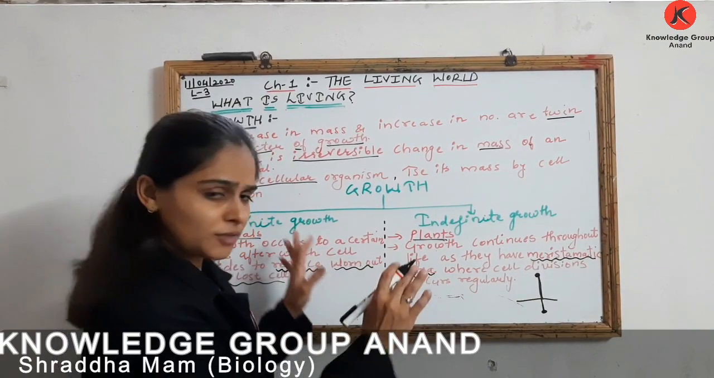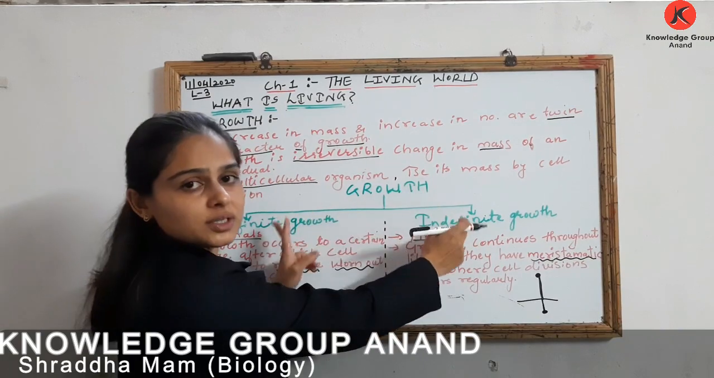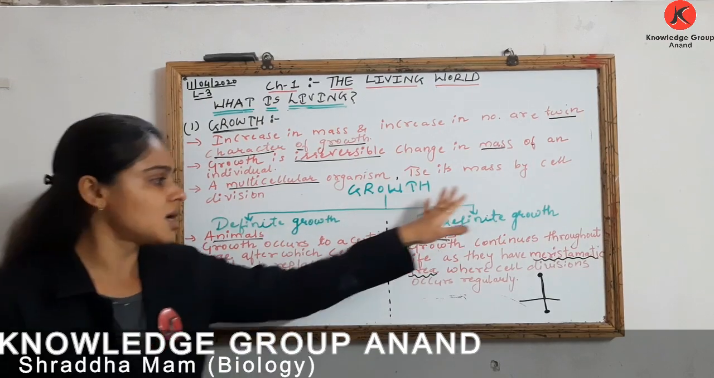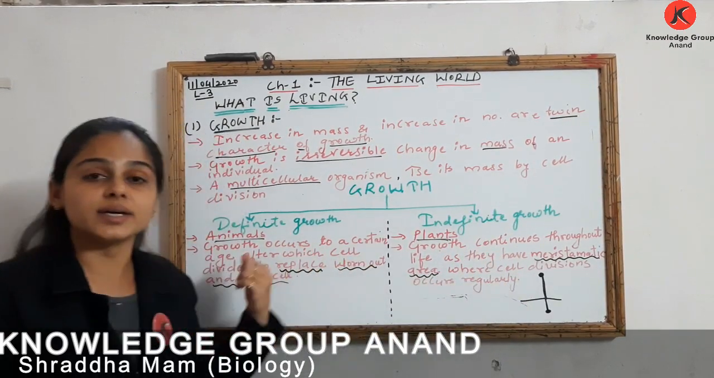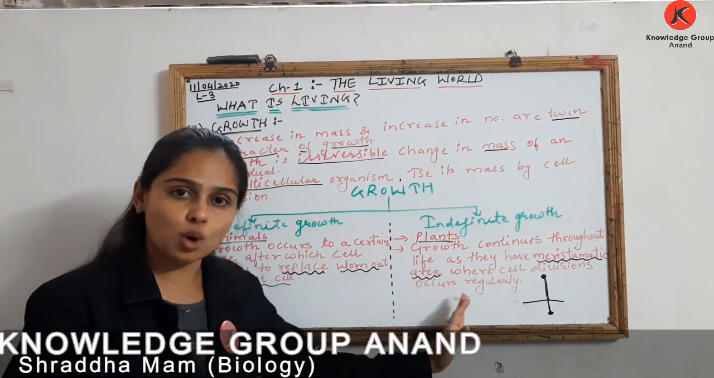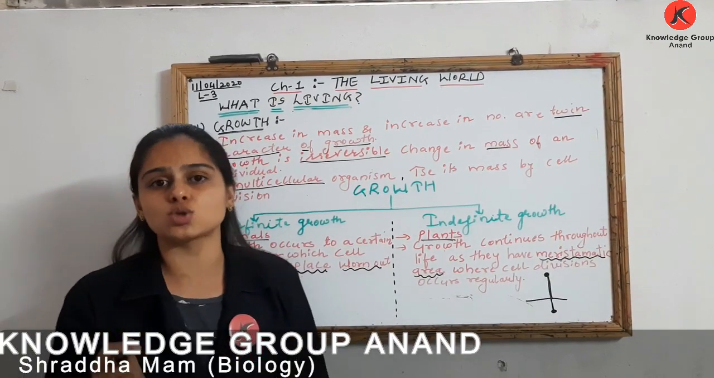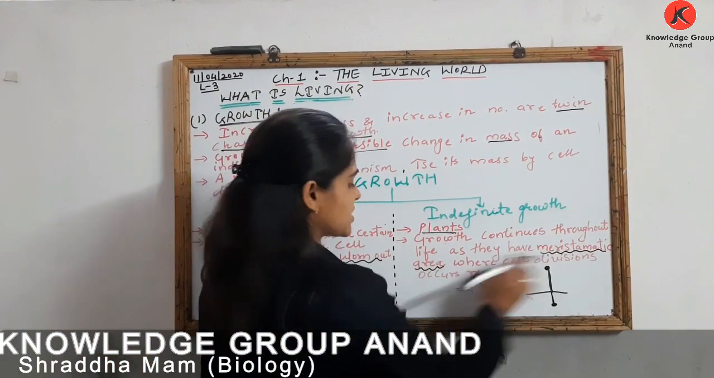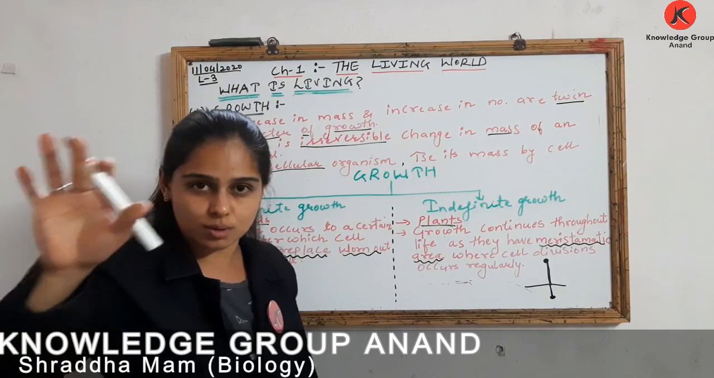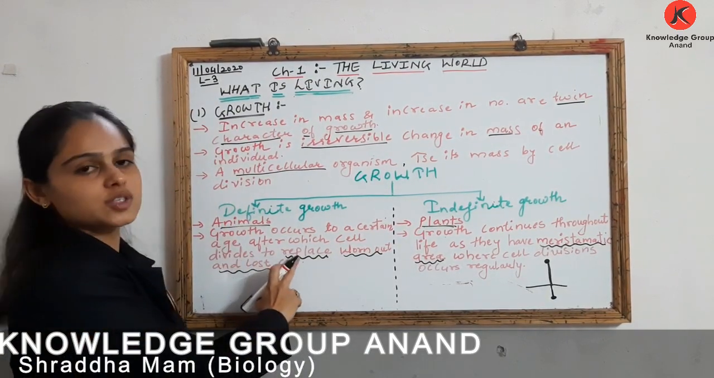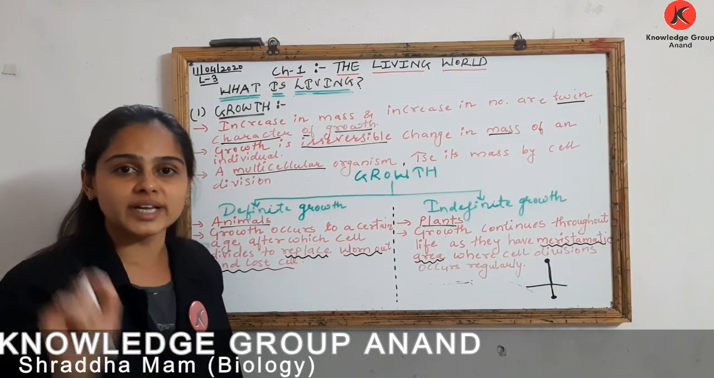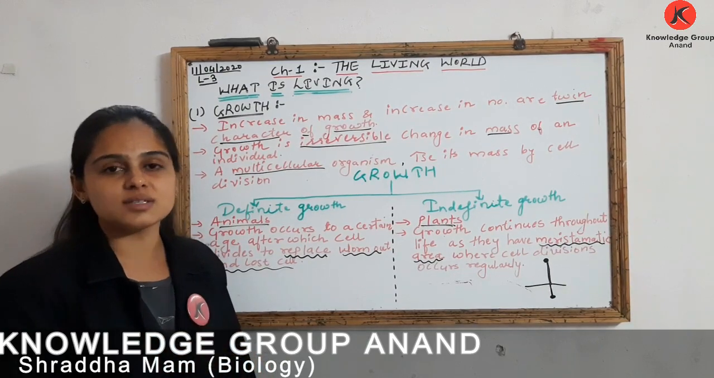So once again I told you, growth is further classified into two: definite and indefinite. Definite in case of animals and indefinite in case of plants. Here your growth occurs up to a certain age, whereas in this case growth occurs lifelong. The most important thing you have to remember is that this is due to the presence of meristematic area. Do animals have meristematic area? Do we have a meristematic zone here? No, right? So animals do not exhibit growth throughout their life. Only cell division occurs to replace worn out cells and lost cells.